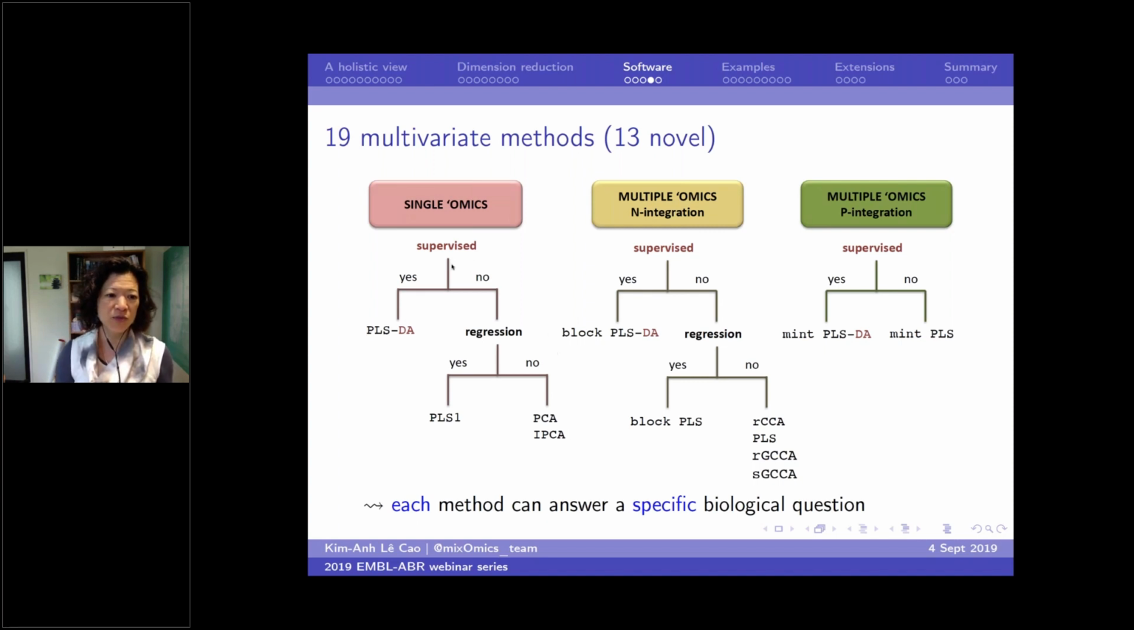So for example, if you have one data set and you want to do a supervised analysis, you may go down that path and select that method. But maybe you are interested in integrating different data sets, and not in a supervised way. And so you will have access to other types of methods. It's very important to understand that each method is going to answer a specific biological question.